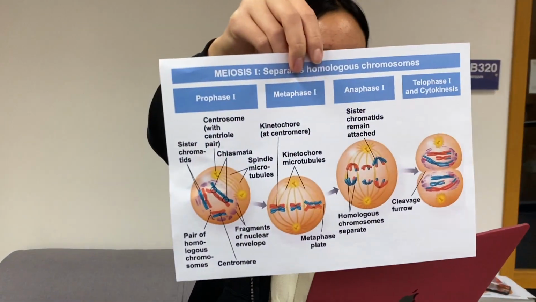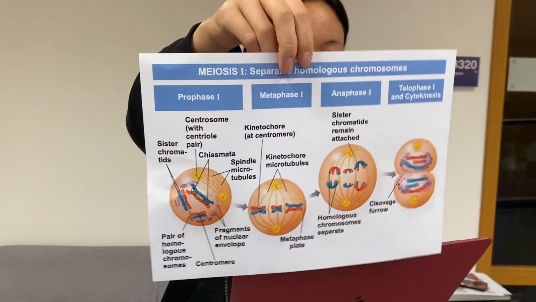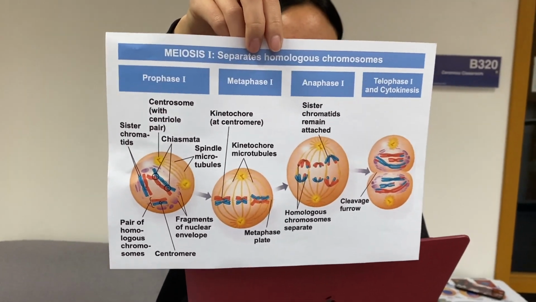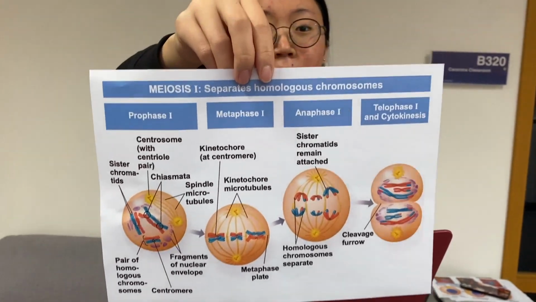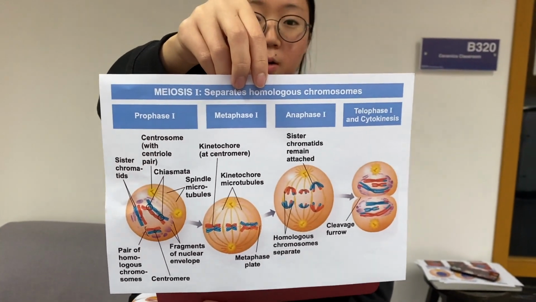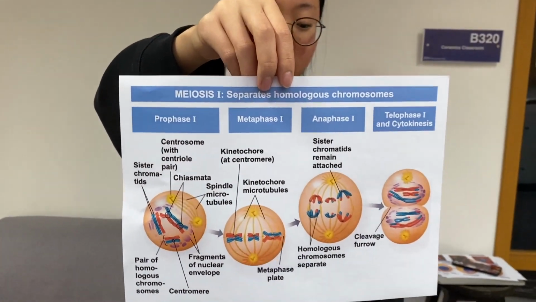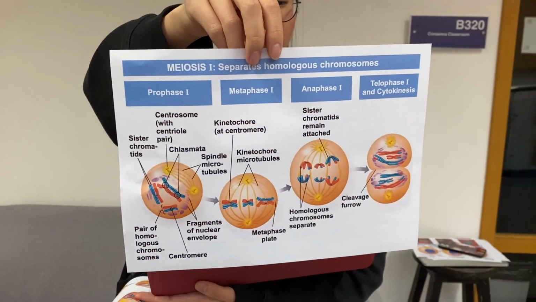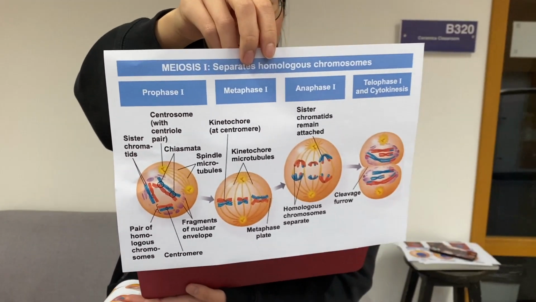In meiosis 1, homologous chromosomes separate, and before this, in interphase, chromosomes are replicated. In prophase 1, synapsis occurs where homologous chromosomes pair up and form tetrads, which consist of 4 sister chromatids. Crossing over also occurs at the chiasmata in prophase 1, which allows for genetic variation.